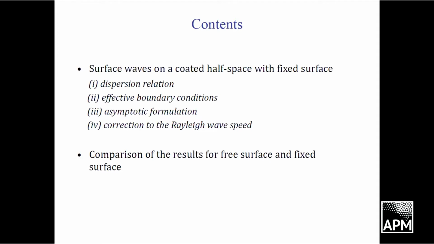So we will derive effective boundary conditions, which will model the effect of this small thin coating. And then, as it will turn out, the Rayleigh wave is quite relevant there, even with the fact that we have a fixed surface of the coating. We will apply the asymptotic formulation for the Rayleigh wave and establish a correction to the Rayleigh wave speed. And then at the end, we will compare the results that we've got for this fixed surface boundary condition to the known results for the free surface in case of a coated half space.